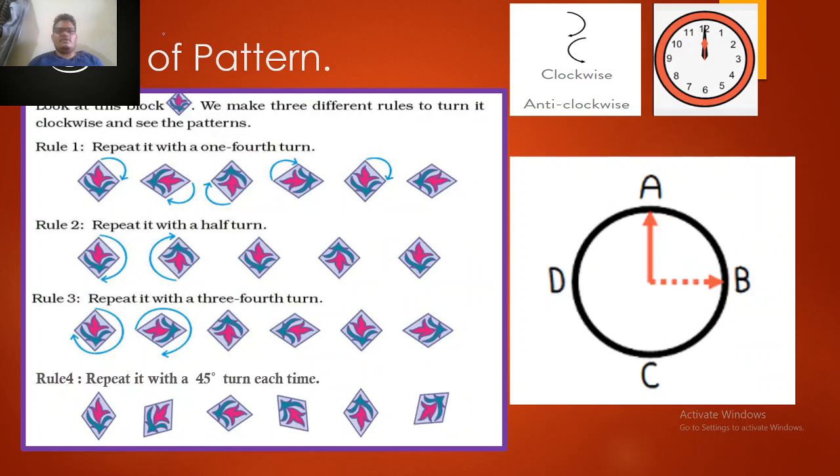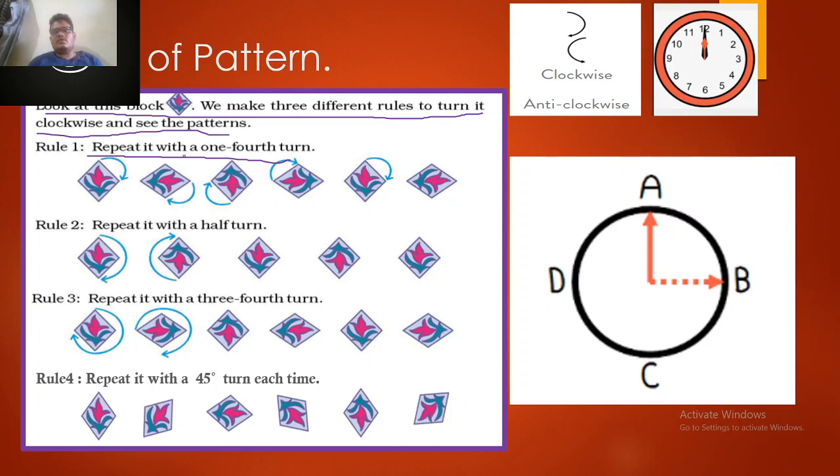Now, turns of patterns, or rules of pattern. There are 4 rules of pattern we have to learn. The first rule is repeat with a 1/4 turn. First of all, look at this block: we have to make 3 different rules to turn it clockwise and see the pattern.